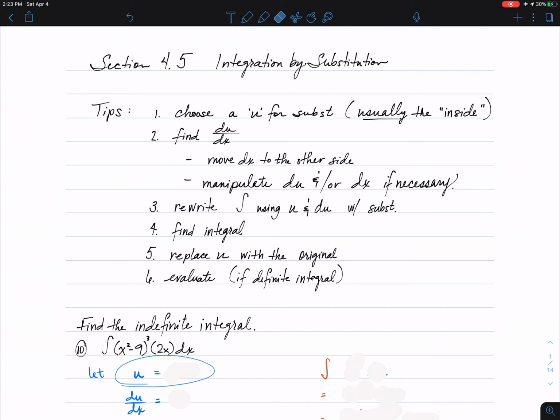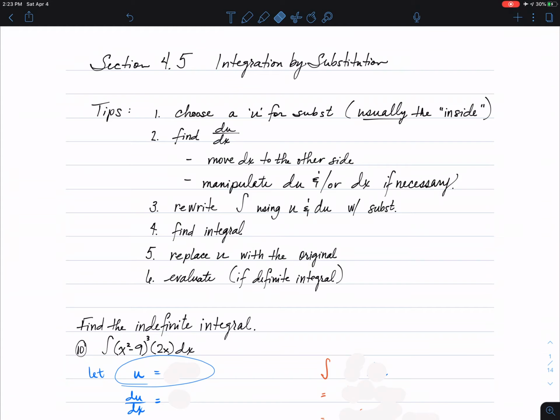Let's look at the tip list first. It's fairly lengthy, but I'll go through it with you as we go through the first few questions. So the first thing that you want to do is choose a u for your substitution, and usually what you're going to do is choose the inside. You'll see what I mean there in a minute. Secondly, you're going to find the derivative of u with respect to x. You'll want to move the dx to the other side. And sometimes you're going to have to manipulate either du or dx if possible.